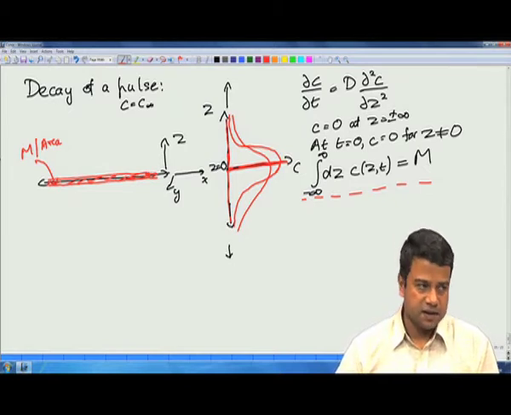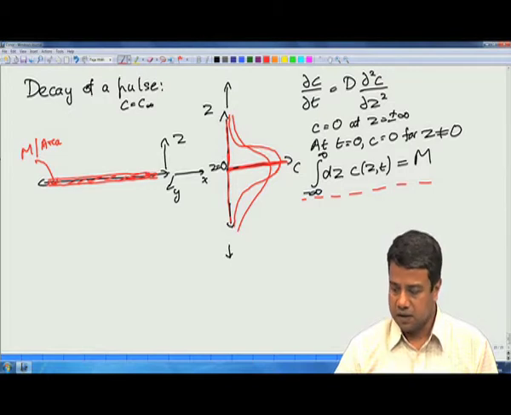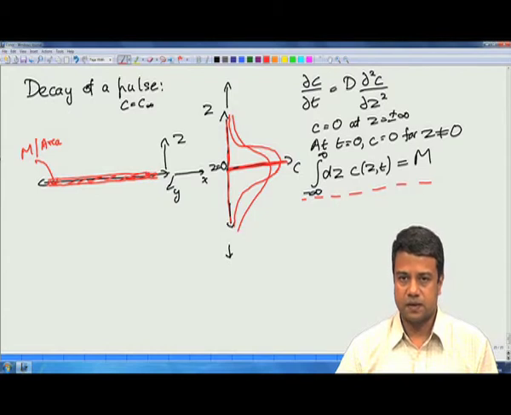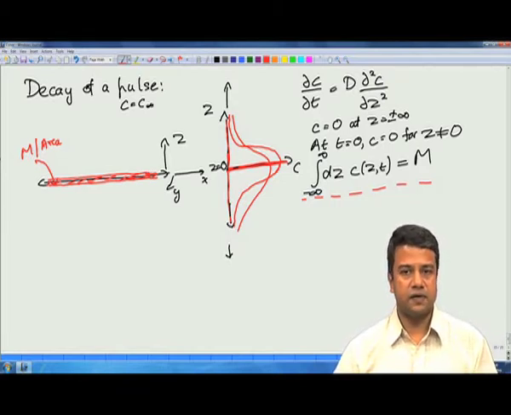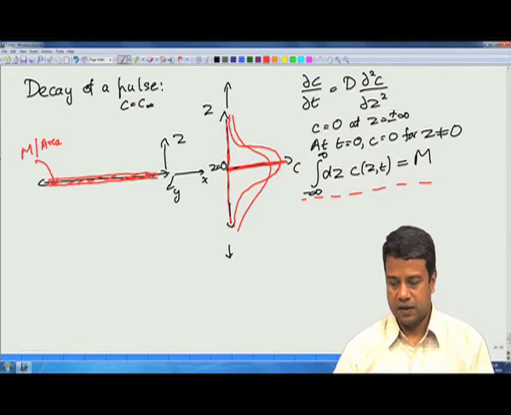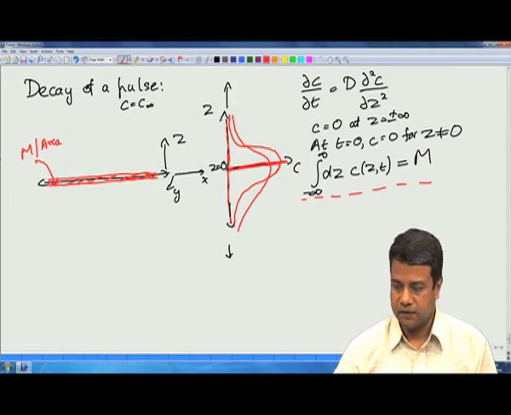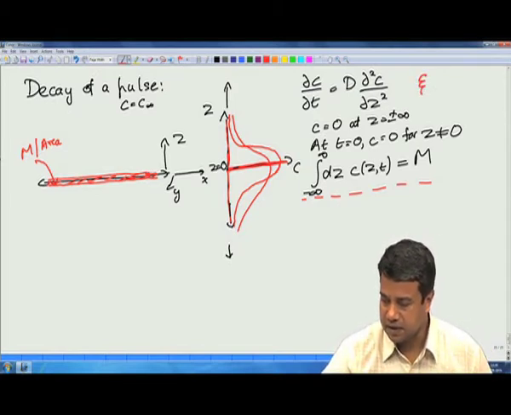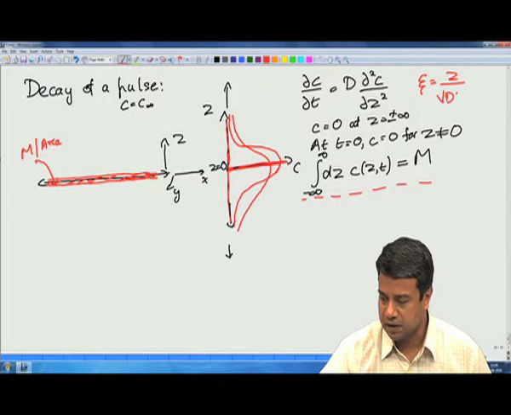Once again, as in the case of the previous similarity solution, there are no length or time scales in the problem. Therefore, I can write the equations in terms of one similarity variable. There is nothing that I can scale z with, because there is no length scale. It is an infinite fluid and the mass is diffusing in there. Similarly, there is no time scale. Therefore, I can define the similarity variable psi as before as z by root Dt.